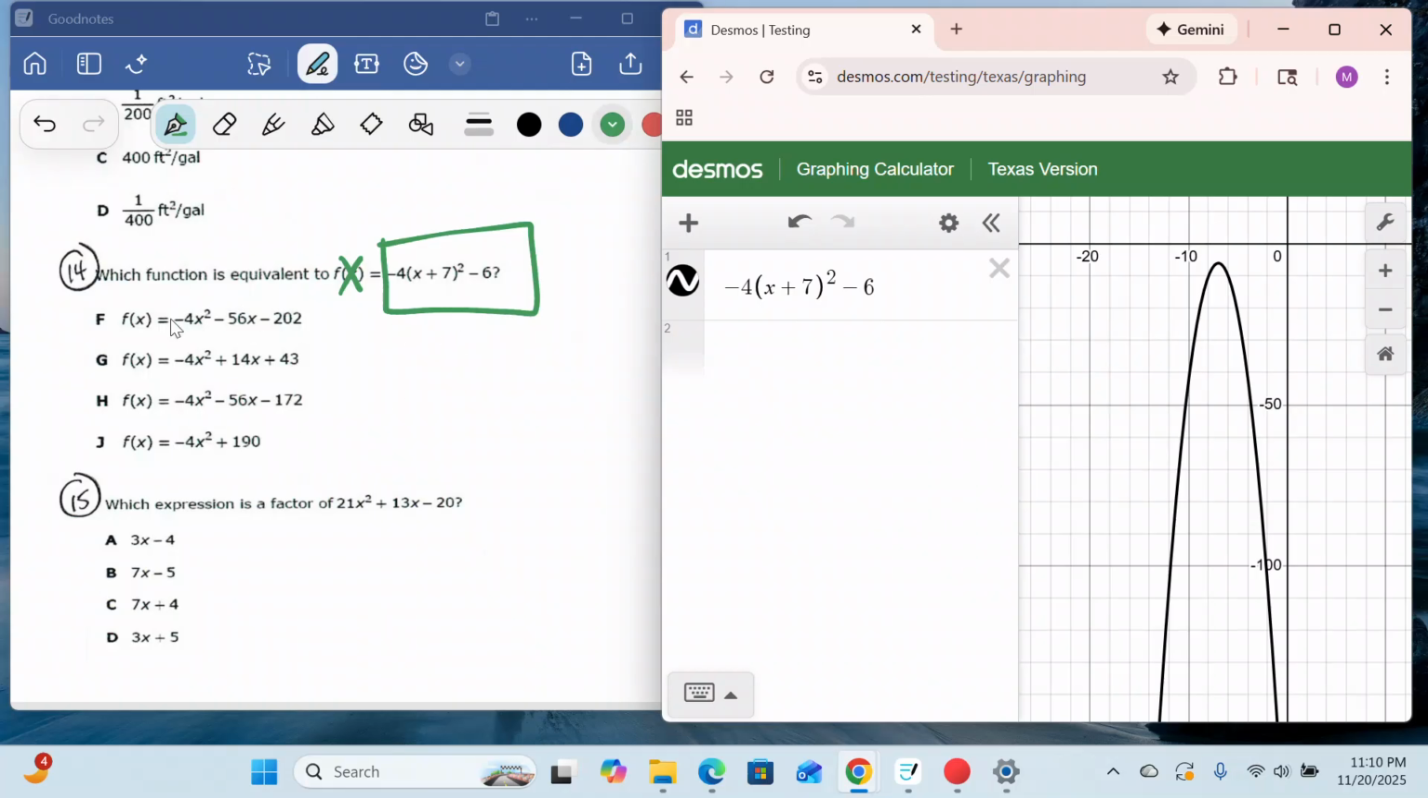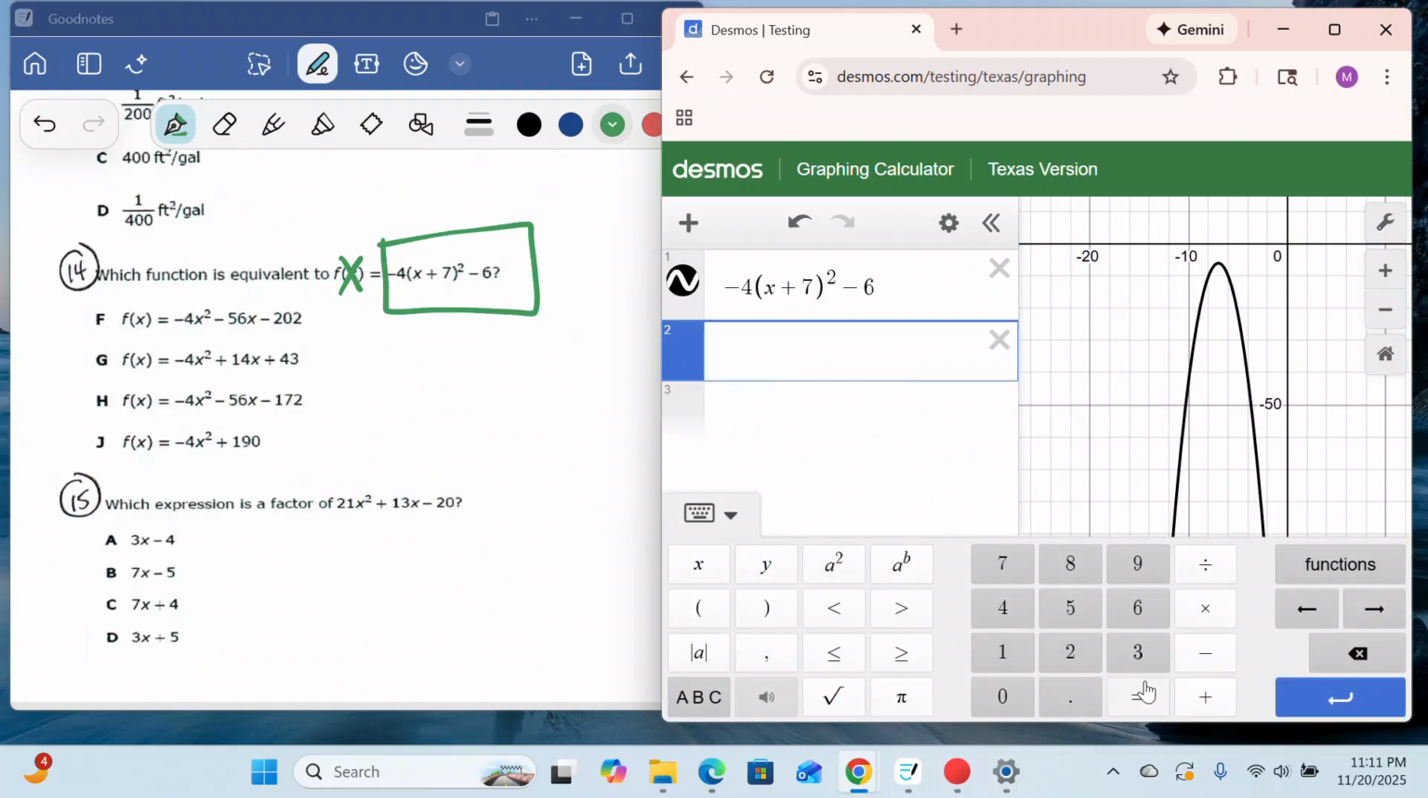So I'm going to start with the f, and you don't want to put f of x, you just want to put in the quadratic. So on the second one, I'm going to just put negative 4x squared minus 56x minus 202.